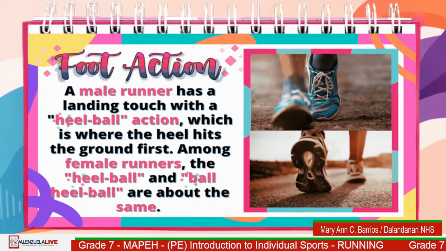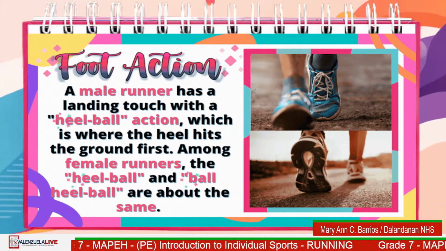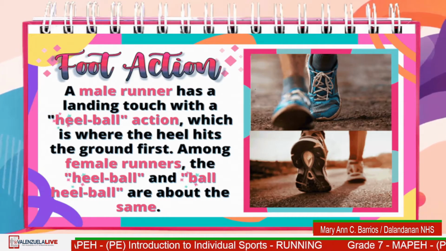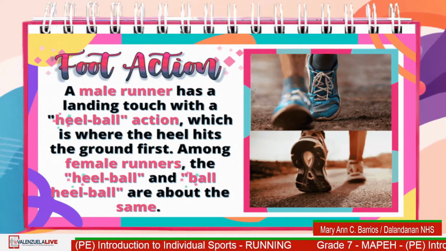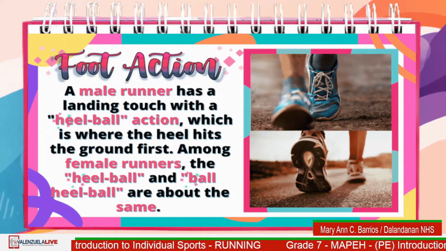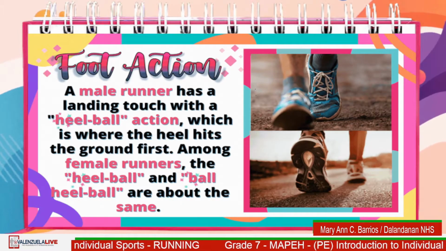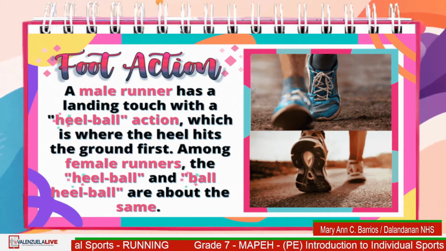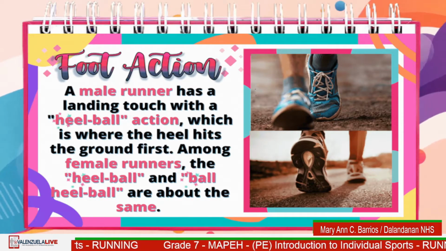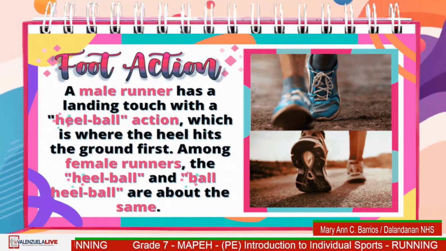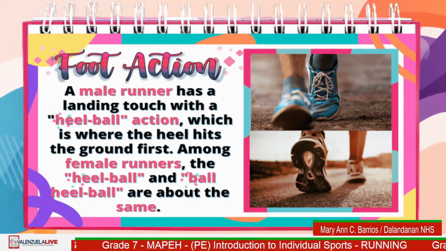Foot action. A male runner has a landing touch with a heel ball action, which is where the heel hits the ground first. The weight is then transferred to the ball of the foot in a rocking chair fashion. Among female runners, the heel ball and the ball heel ball are all about the same.